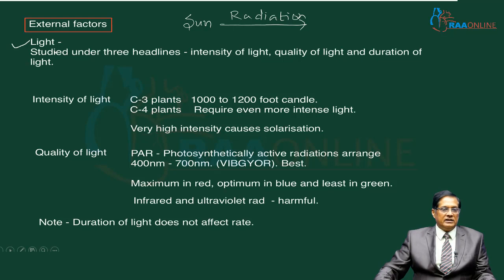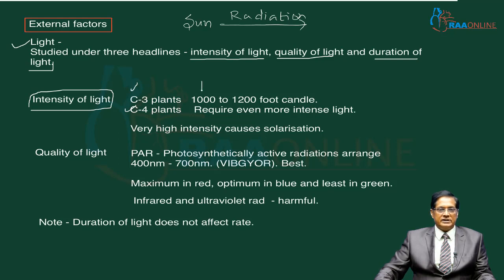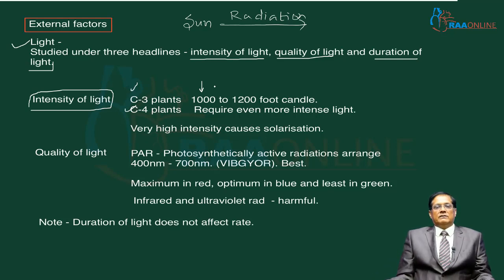And light is studied under three headlines. Number 1, intensity. Number 2, quality of light. And number 3, duration of light. Let's start with the intensity of light. For C3 plant and C4 plant, this is optimum light intensity. That is, C3 plant requires 1000 to 1200 foot candle light for optimal photosynthesis. And C4 plants require more intensity light.